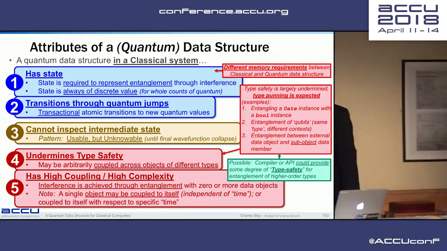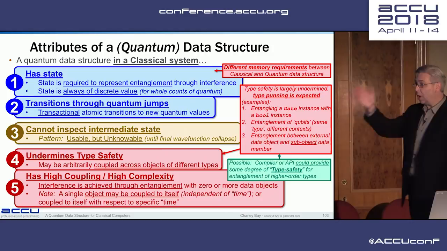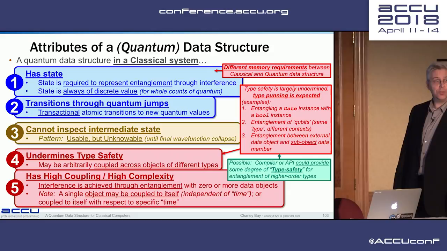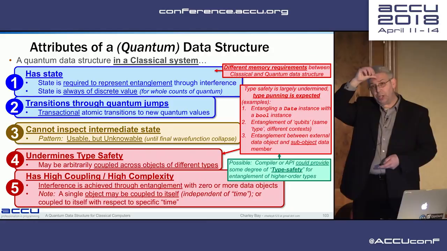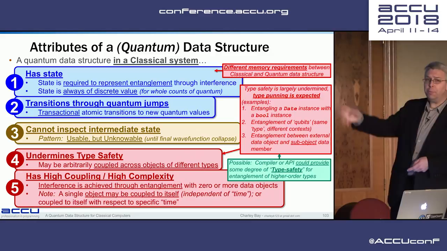So whether you want to or not, type safety is going to be undermined to be useful. And high coupling and high complexity is the name of the game. So quantum data structures are not for the faint of heart, because type punning is kind of expected, kind of like comparing float objects. It's hard because you're playing games with the quantum across ranges. You're going to be doing that with all your data objects. That's kind of scary. And of course, memory requirements are different.